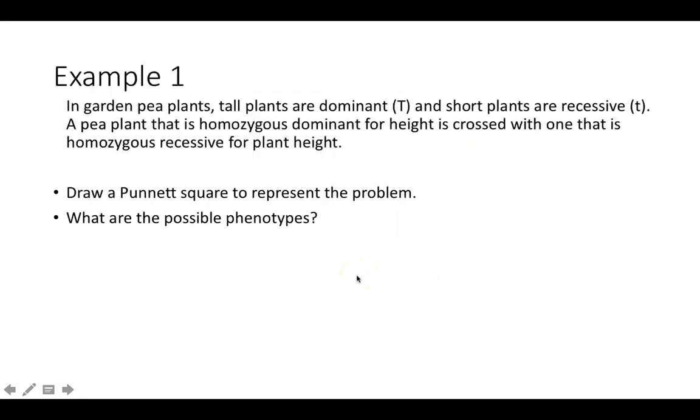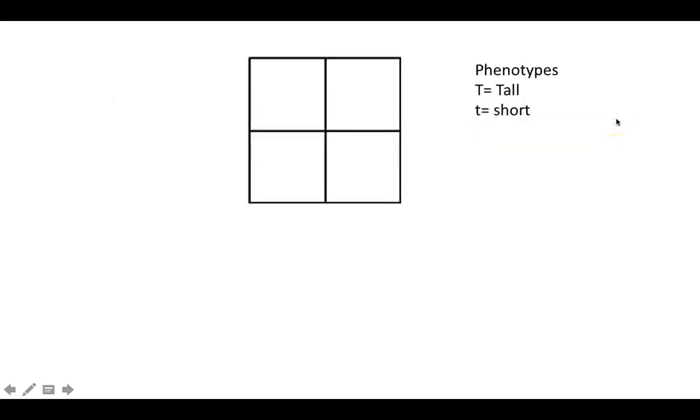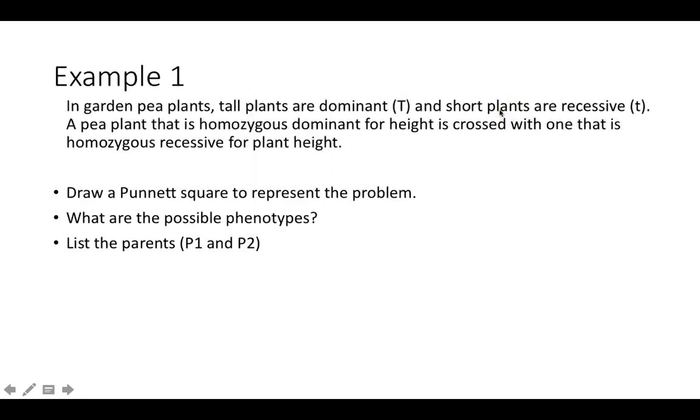On to the problem. Step 1, draw your Punnett square. Make sure to leave some room over to the right as we're going to use this area. Step 2, what are the possible phenotypes? Well, up here we see that tall is the trait, and it's the dominant trait, represented with the capital T, and short is the recessive trait, represented with a lowercase t. Write those up high on the right of your Punnett square. Capital T, tall, little t, short.